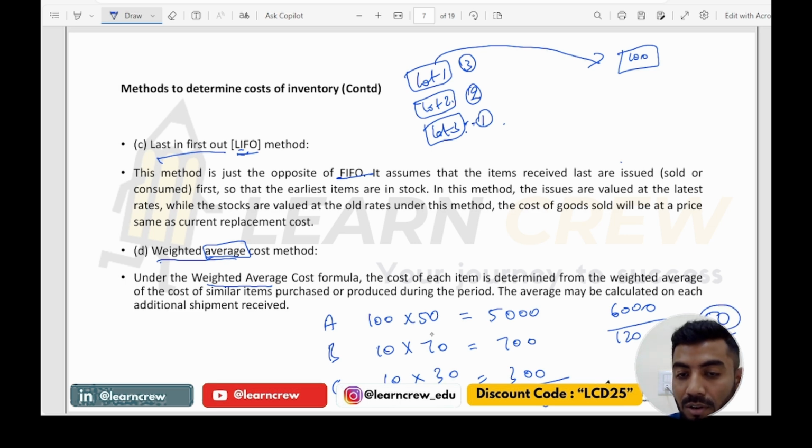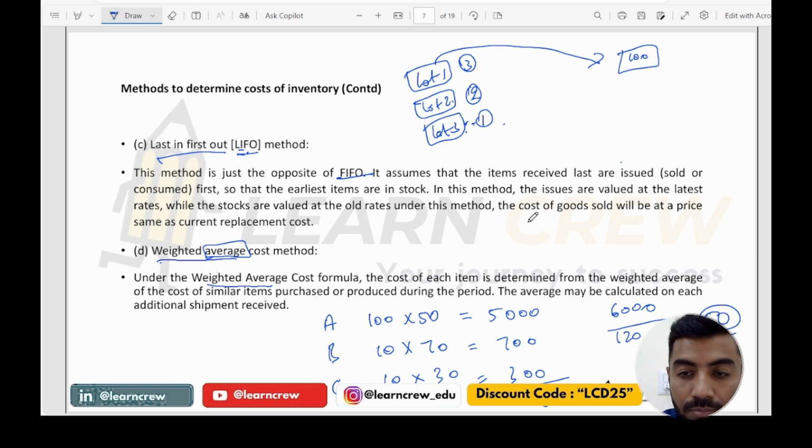So whichever lot you sell, the cost will be taken as 50. The cost of goods sold, whatever you're selling, will be taken as 50, because the average price we've taken is 50. This is the weighted average cost method. Similarly, instead of weighted average, we have a simple average method.